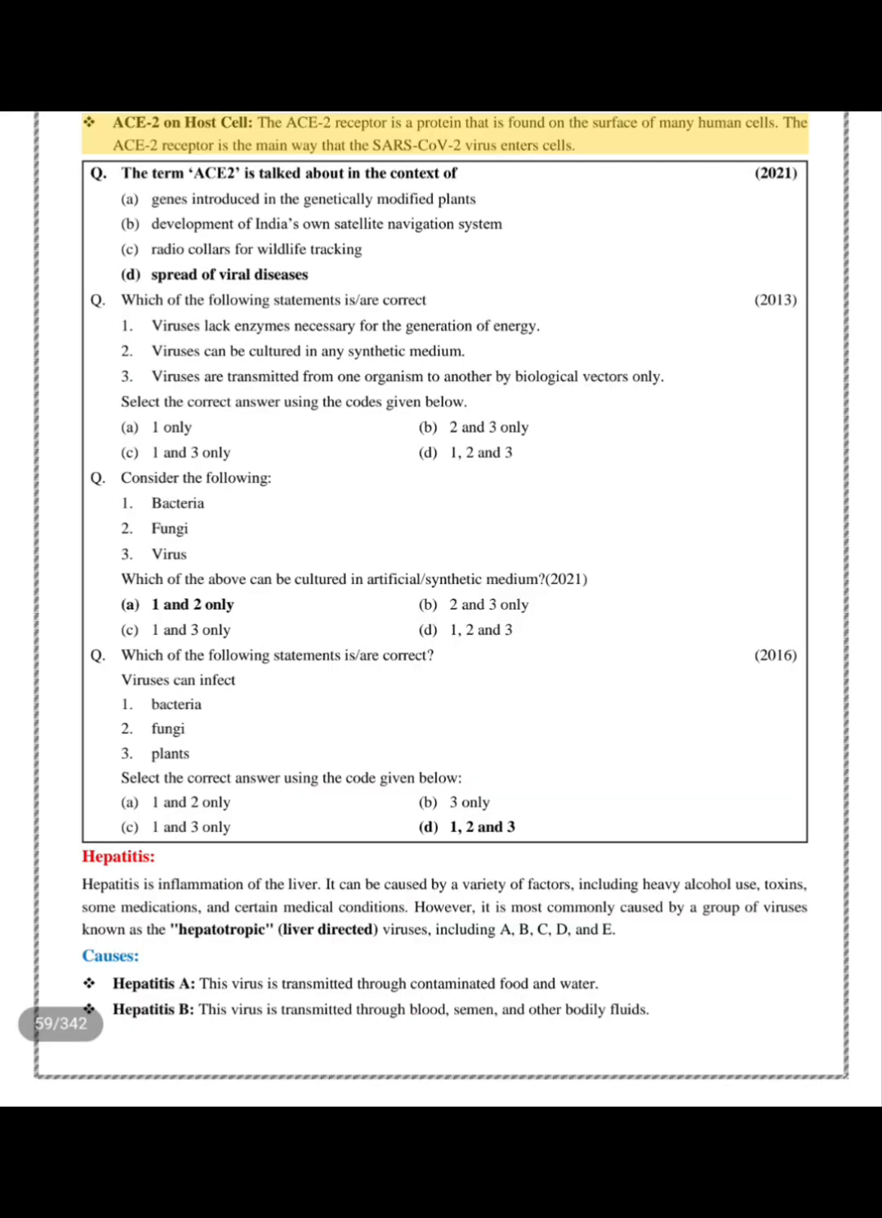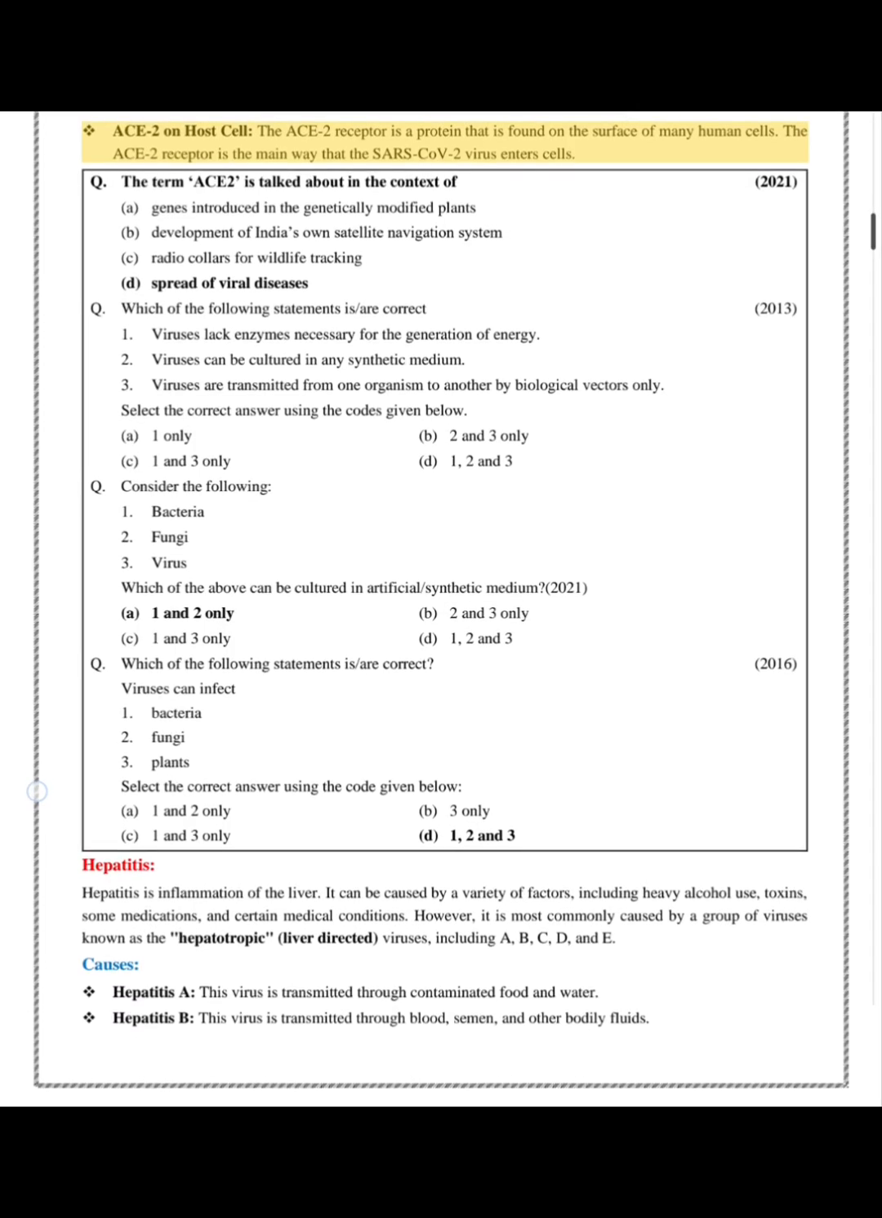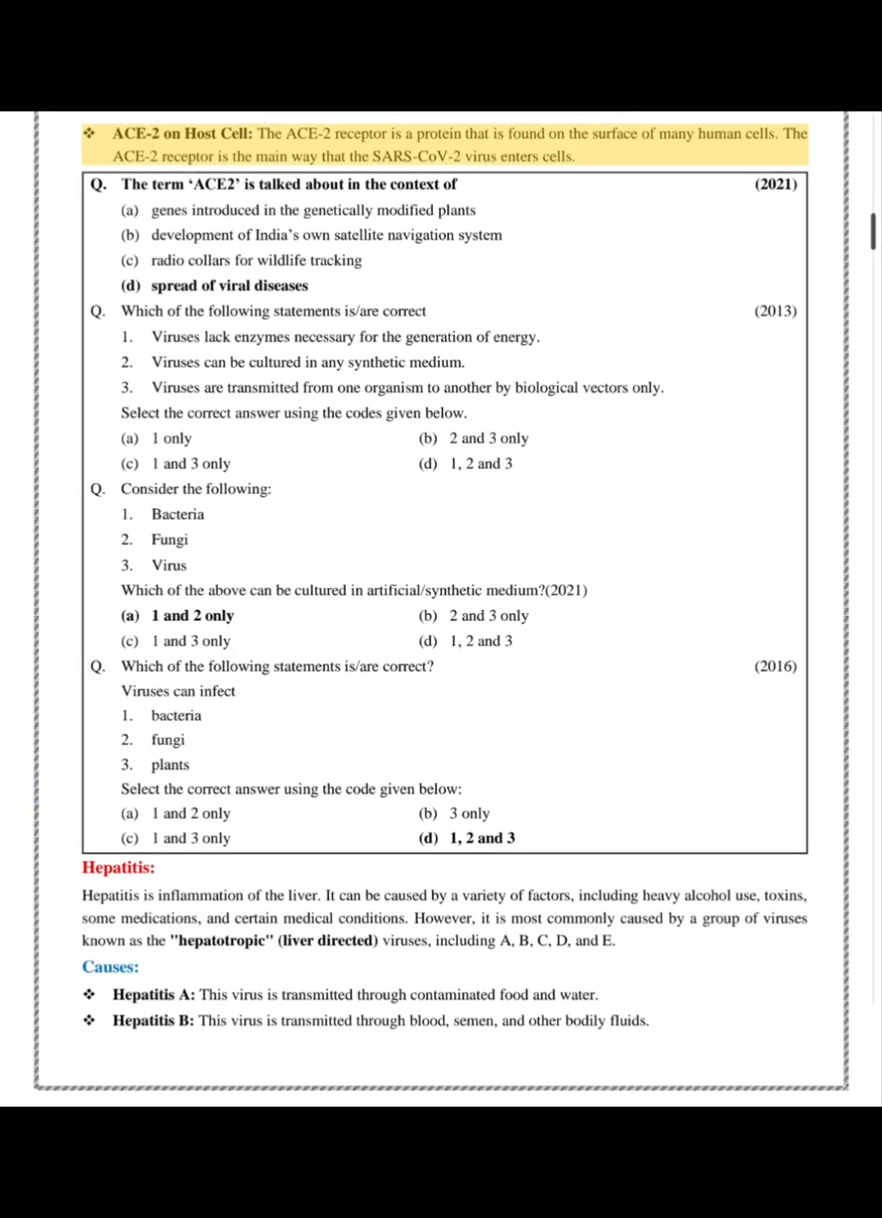6. ACE2 on host cell. The ACE2 receptor is a protein that is found on the surface of many human cells. The ACE2 receptor is the main way that the SARS-CoV-2 virus enters cells.